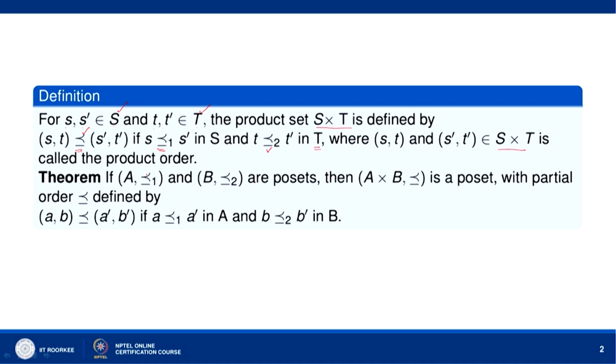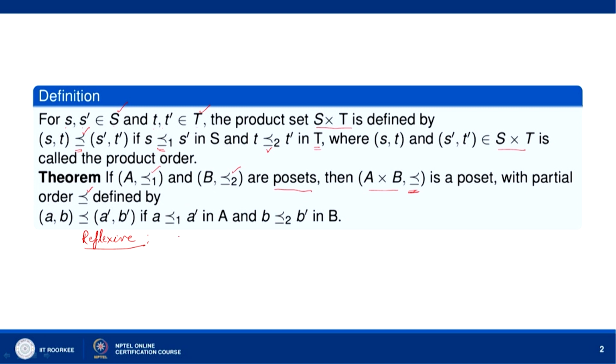Now, let us show that if A is a partially ordered set with this notation, and B is a partially ordered set with this notation, they are posets, then A cross B is a poset with the partial order relation defined like this: (a, b) precedes (a', b') if a precedes a' in A and b precedes b' in B. So, let us prove that this relation is a partial order in the set A cross B. Let us first show the reflexive property.